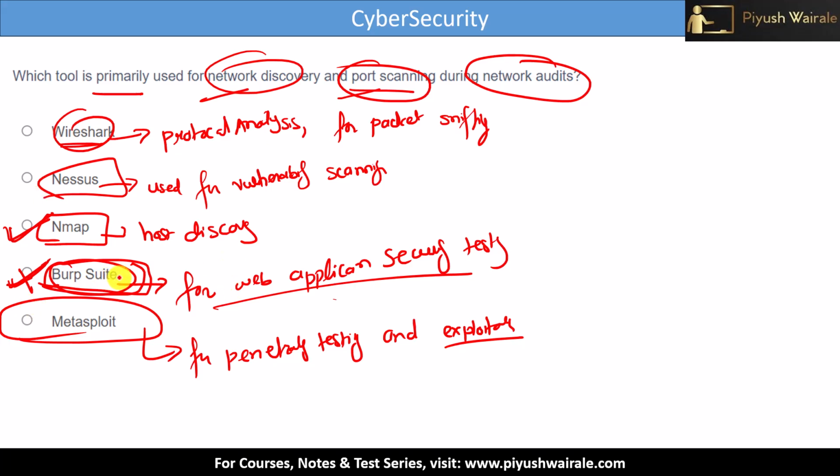So kindly note this stuff. And this Burp Suite is also very important. You can expect a question from these things. Okay. I hope you understand this particular question.